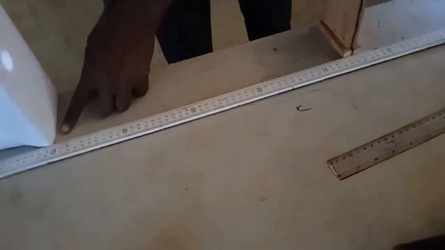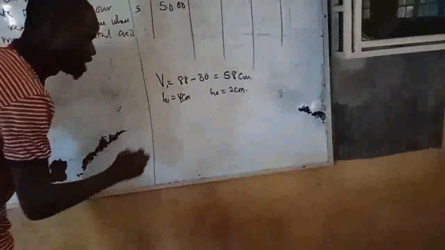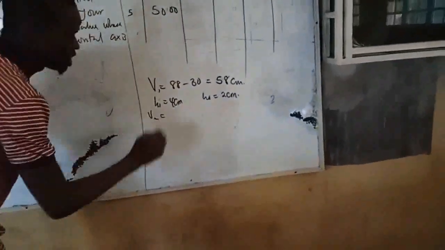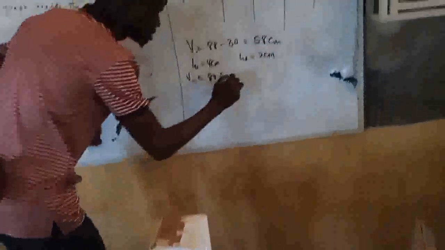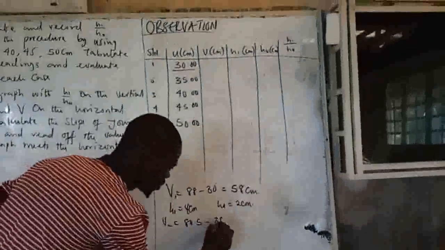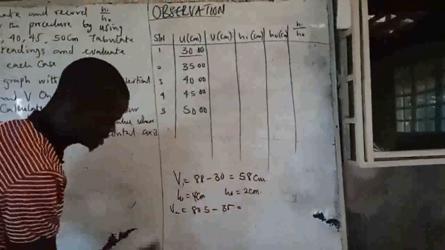Now, the distance from the object to the image, that is the image distance, if I have this as my V1, my V2 should be equal to 80.5 centimeter minus 35. We are going to find the answer to that.